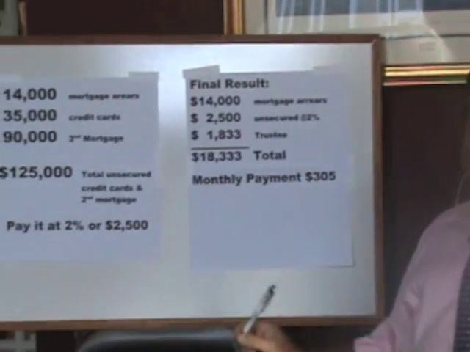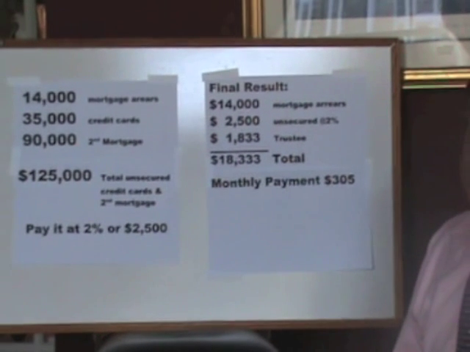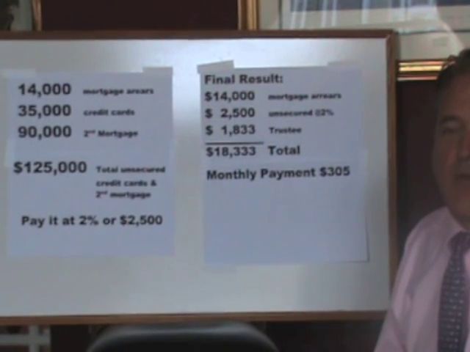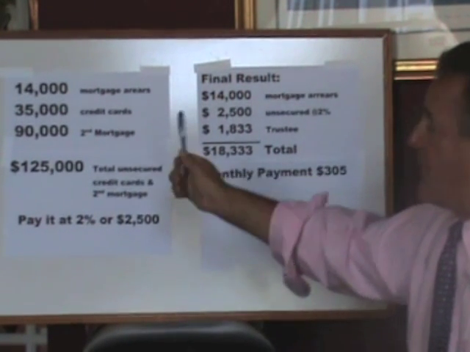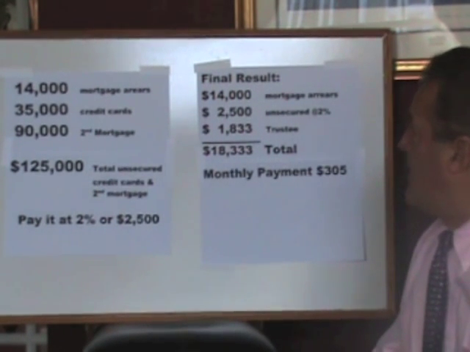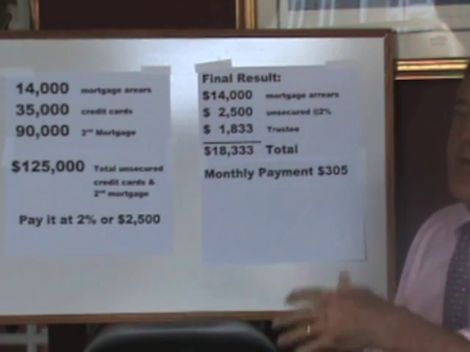$14,000 mortgage arrears. So the bank wanted to foreclose on their house based upon the fact they were behind $14,000. They wanted it all in a lump sum, or they would auction the house. The family had $35,000 on their credit cards, and they had a second mortgage of $90,000. How do we treat that?